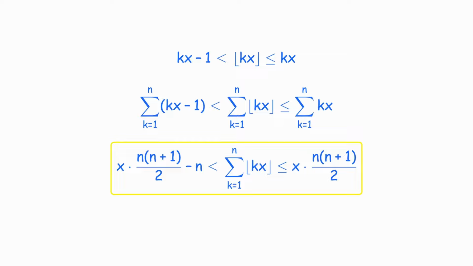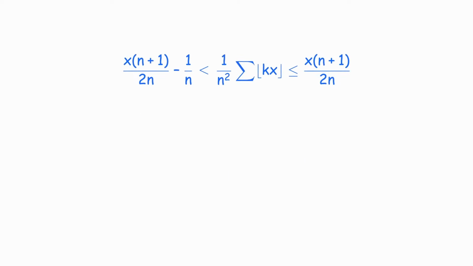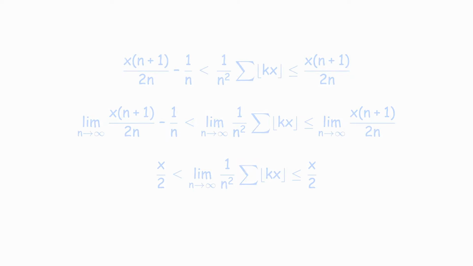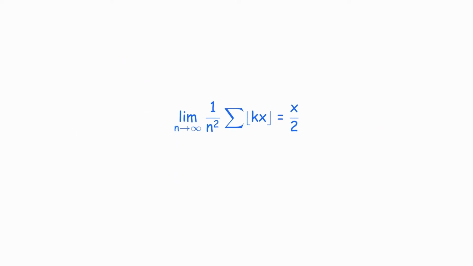Now, divide the entire expression by n squared and apply the limits. As n becomes very large, 1 over n tends to 0. Now we can see, the entire limit is sandwiched between two values that both approach x over 2. This implies that the final answer is simply x over 2.